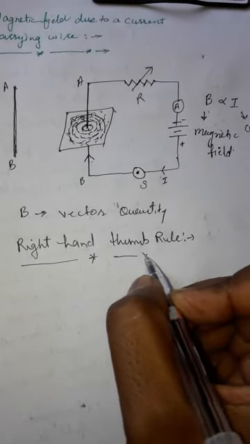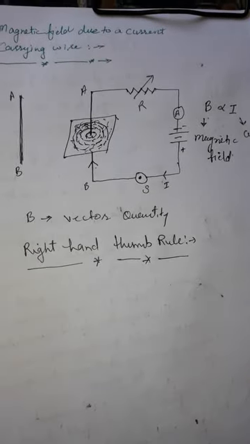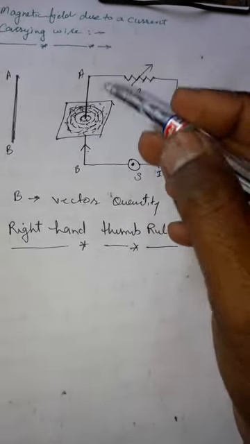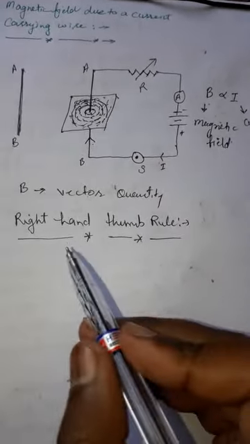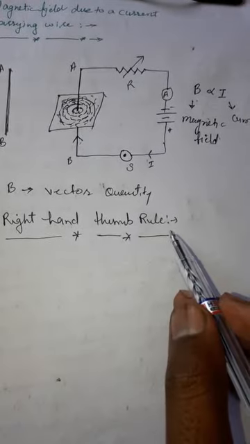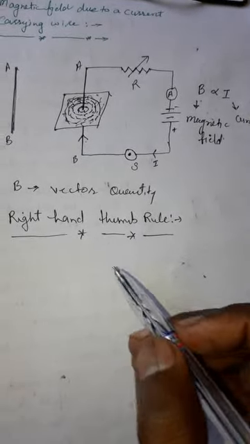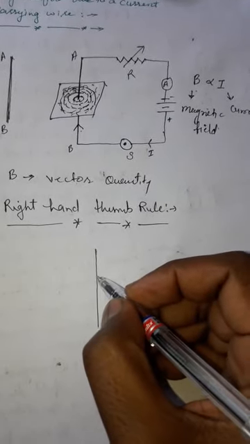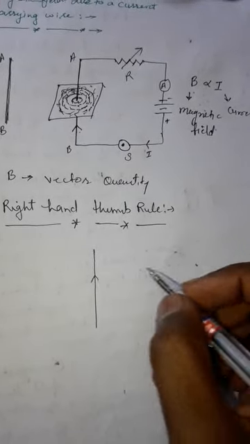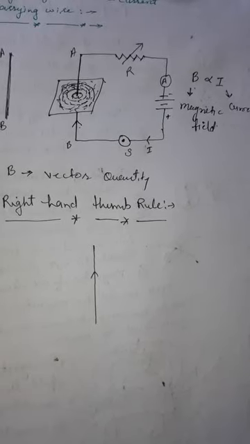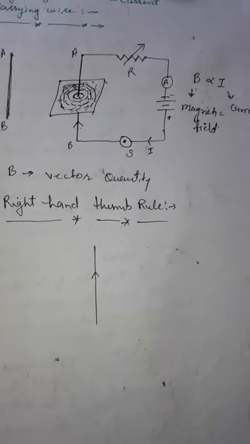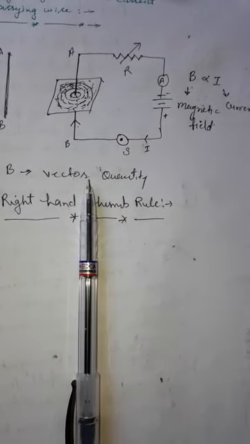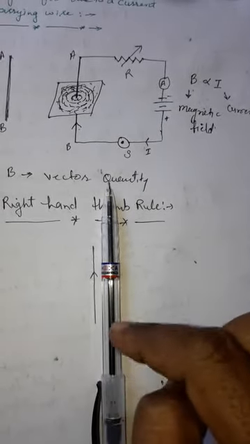So using this rule, we can easily identify the direction of the magnetic field produced by a current carrying wire. So what is the statement of this rule? According to this rule, say we have a wire and a current is flowing through it. Say this pen is representing the wire and the current is in the upward direction.